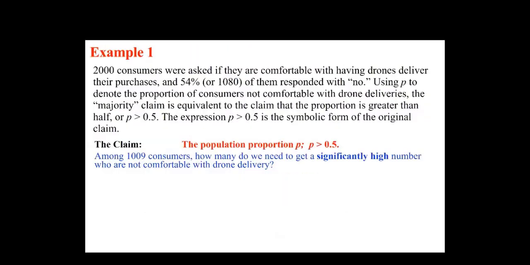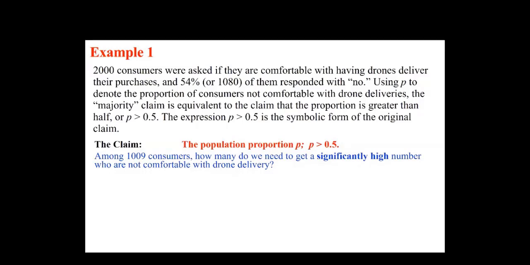Look at this claim and this example. 2,000 consumers were asked if they are comfortable with having drones deliver their purchases. 54%, or 1,080 of them, responded with no. Using P to denote the proportion of consumers not comfortable with drone deliveries, the majority claim is equivalent to the claim that the proportion is greater than half, or P is greater than 0.5. The expression P is greater than 0.5 is a symbolic form of the original claim. The claim: the population proportion P is greater than 0.5.